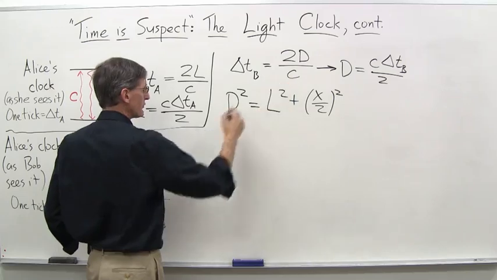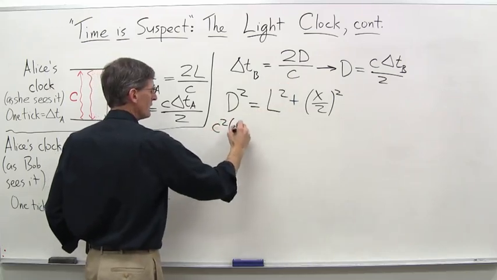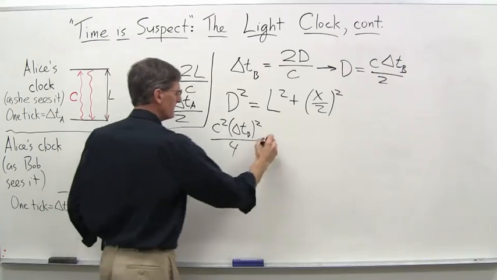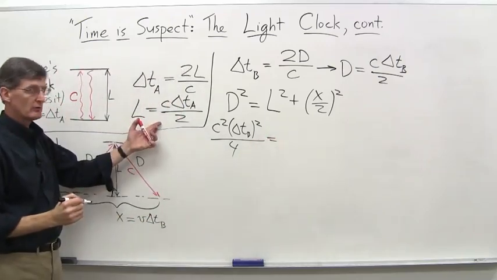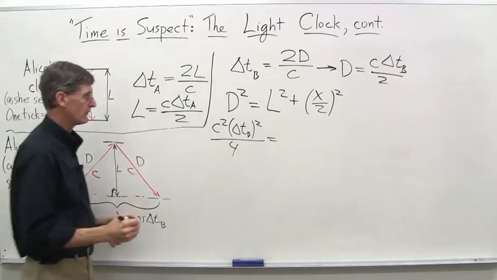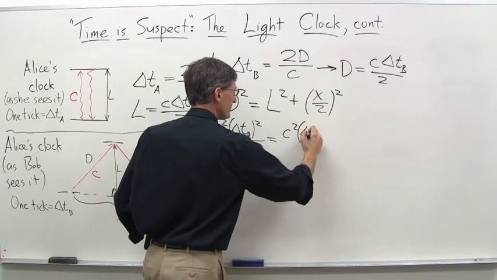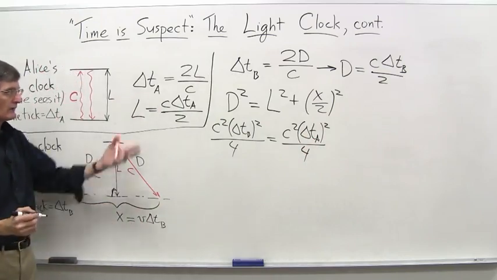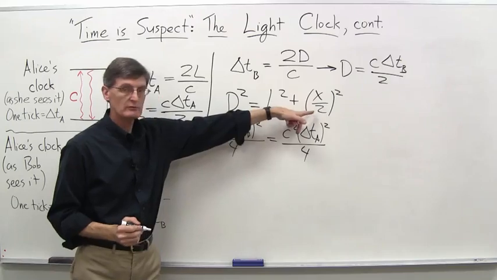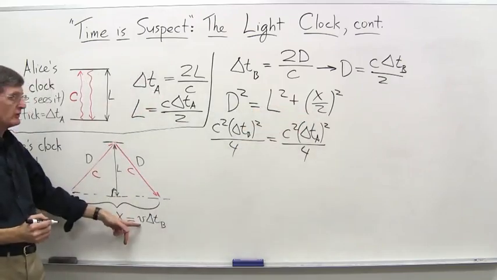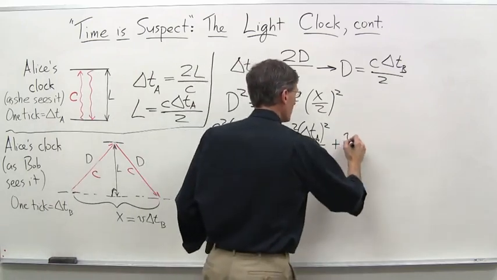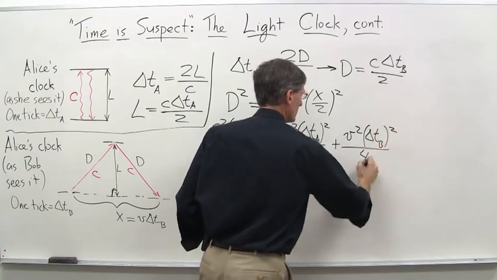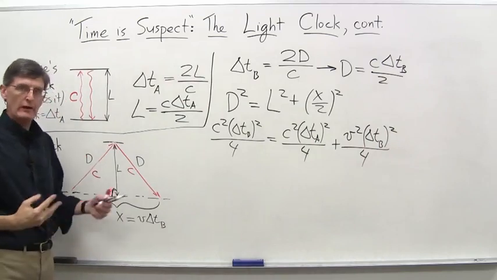So d here, if I square that, it's going to be c squared times delta TB squared, all over 2 squared is 4, of course, equals L squared. It's going to be c squared delta TA squared over 4. And I've got x squared over 4, right? x squared, 2 squared is 4. And x squared is v delta TB, so that's going to become plus v squared delta TB squared over 4. And now we're getting someplace.